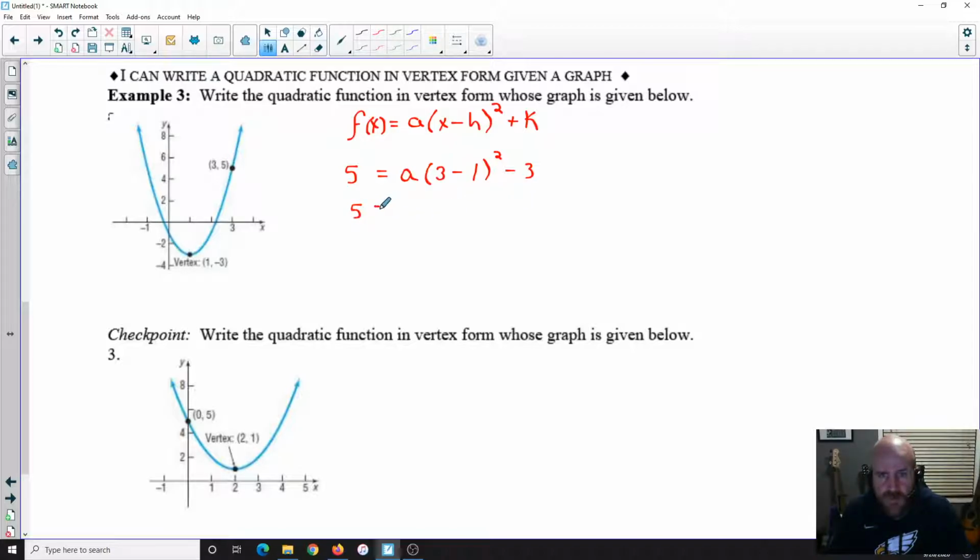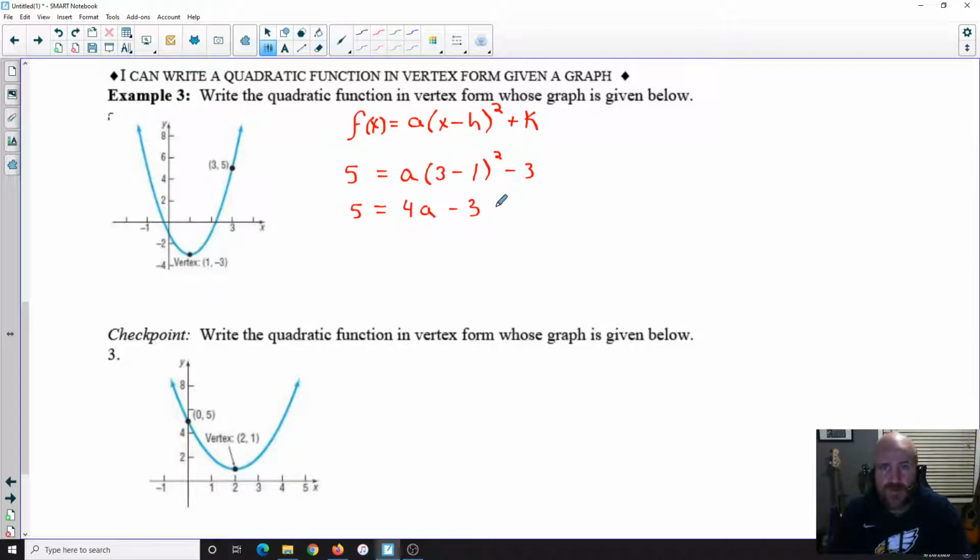So let's go ahead and simplify this. We know we have to deal with parentheses first. So 3 minus 1 is 2, quantity squared. So that would be 4. So a times 4, we can just write that as 4a, and then minus 3. What a lot of people will do sometimes is look inside the parentheses, grab that, square it, and then subtract 3. You want to avoid doing that because of order of operations. So always square the quantity that you find in here and multiply it by a. So we're writing it like that.